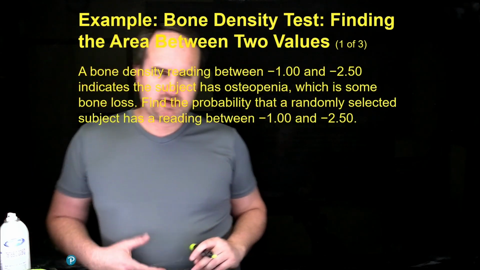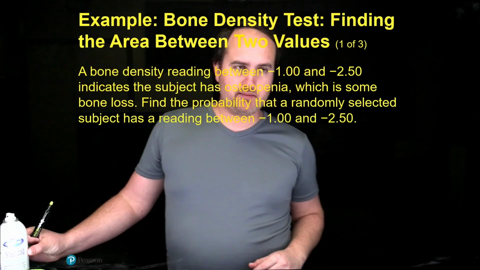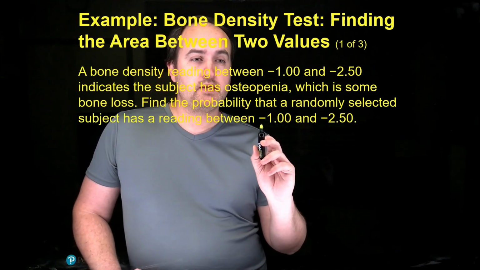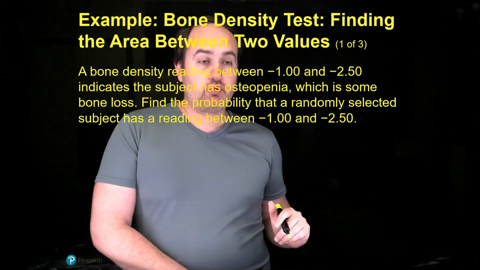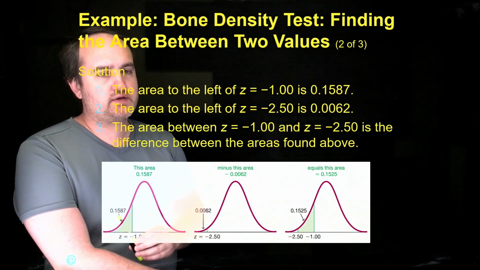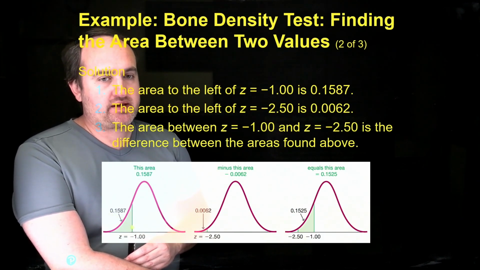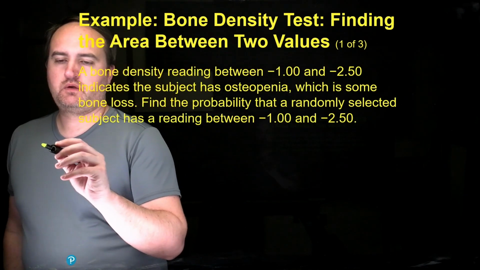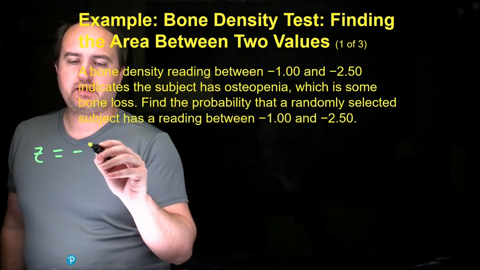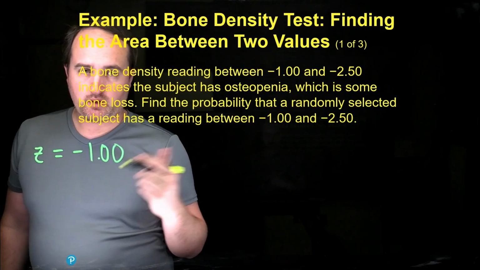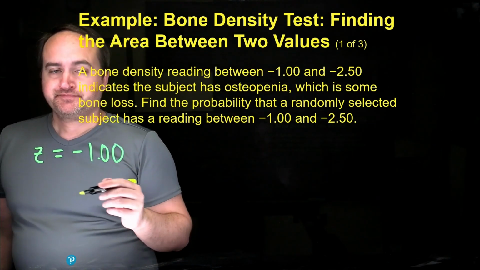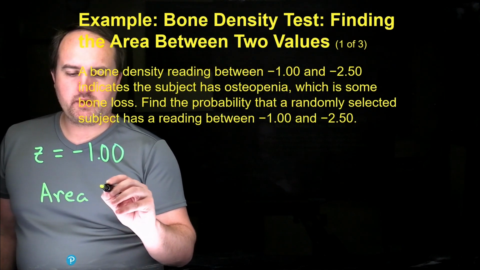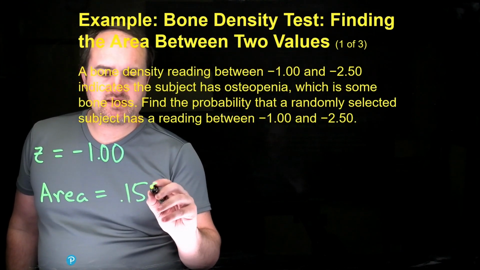Actually, let's use the table in this example so we can see it. So our first z-score we've already looked up. When z equals negative 1.00, we said the area to the left was 0.1587. We already looked that up in the table in the last example. So that area was 0.1587.